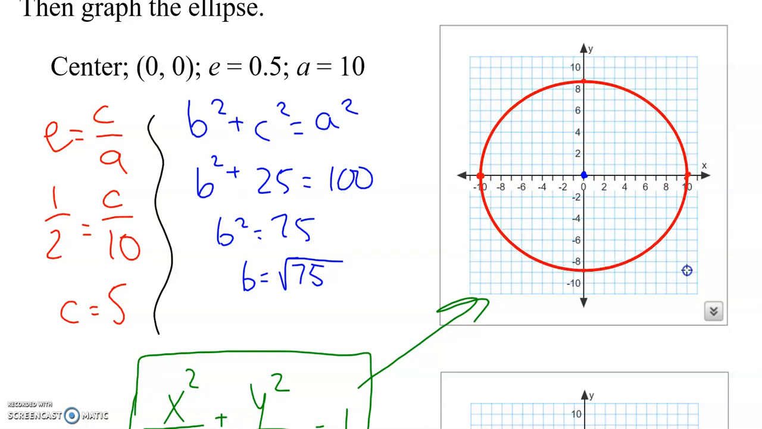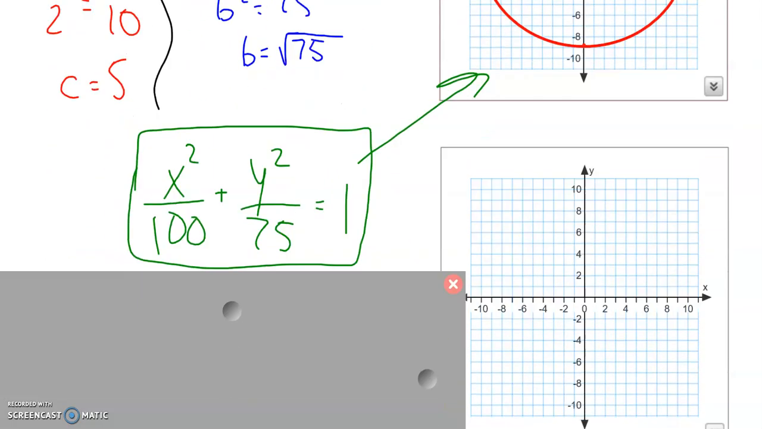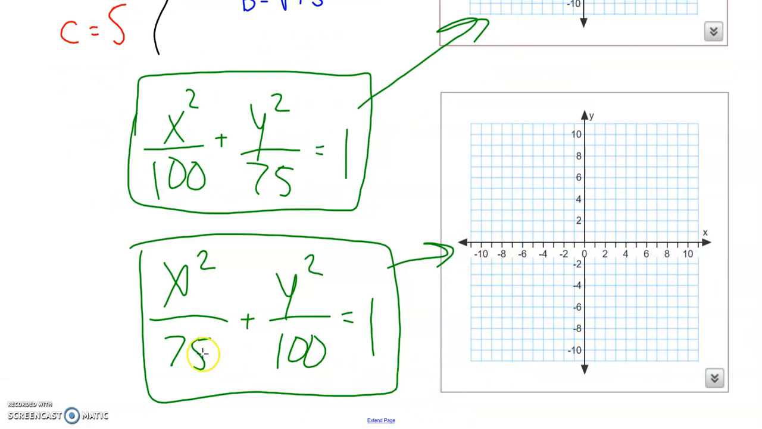Now, based on the information, though, I don't know whether it's going to look like that or like this, because I don't know which one's going to be A and which one's going to be B based on the information. So it might be that 10 was in this direction, and then the square root of 75 is going to be in this direction. So it could be either one of these. So for this one, there are actually two possible answers. And here they both are, and there are both of the graphs.